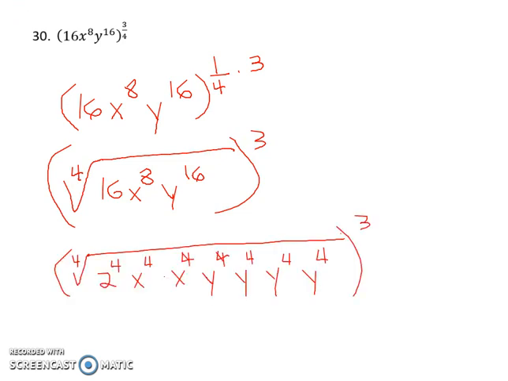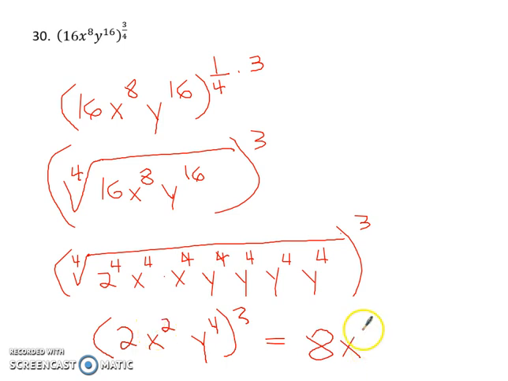Okay, so I've identified where we have something multiplied 4 times. We can pull out a 2, x's, and 4 y's. But then we have to raise that to the 3rd power. So 2 to the 3rd power is 8. And then we have to multiply exponents there. X squared is x to the 6th. And then y to the 4th, y to the 4th, y to the 4th is y to the 12th.